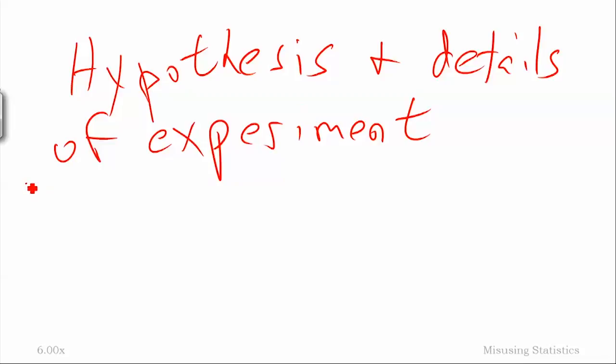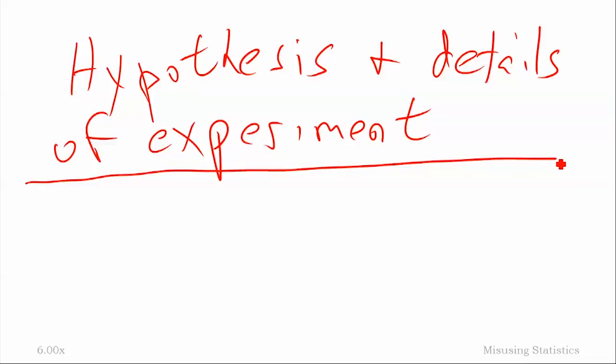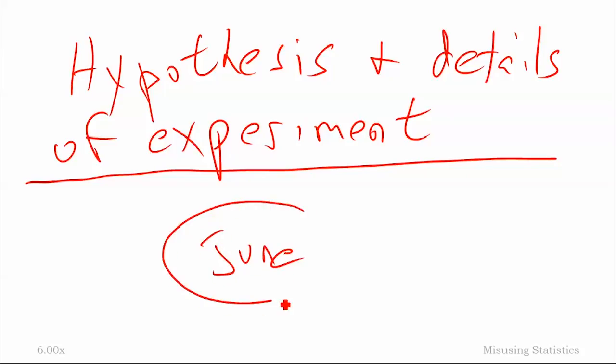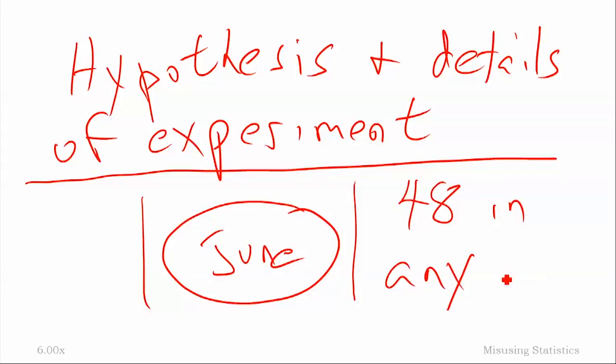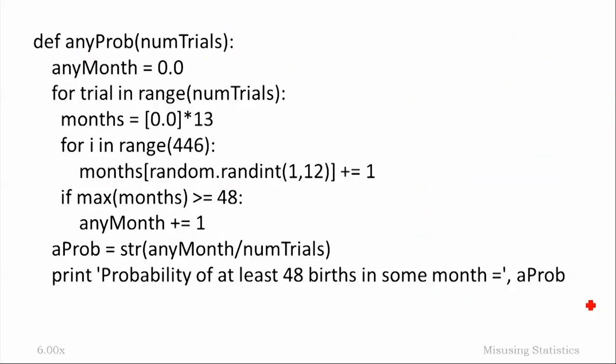What they did is ran an experiment, looked at 446 women, found the month with the most births, which happened to be June, drew a bullseye around it, and then checked the significance. So what they should have done is not tested the probability of having 48 or more births in June, but 48 or more in any month. Let's look at what happens if we run code to do that. Here's the code that does that. Not much more complicated than the code we just looked at.